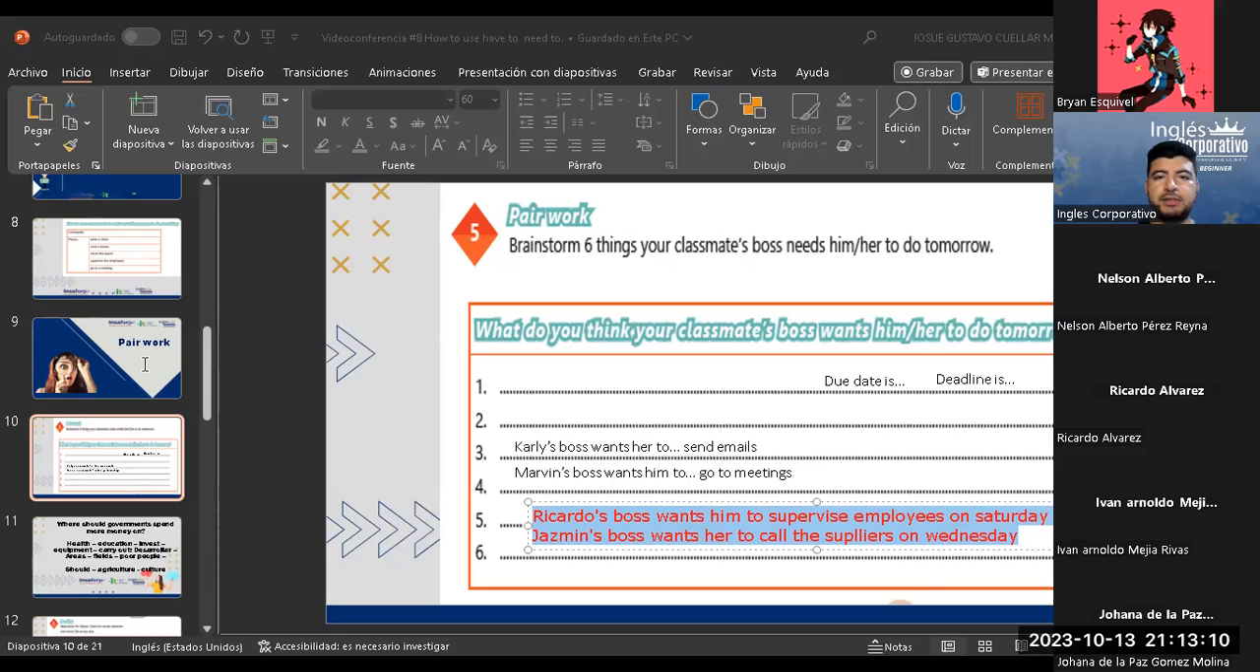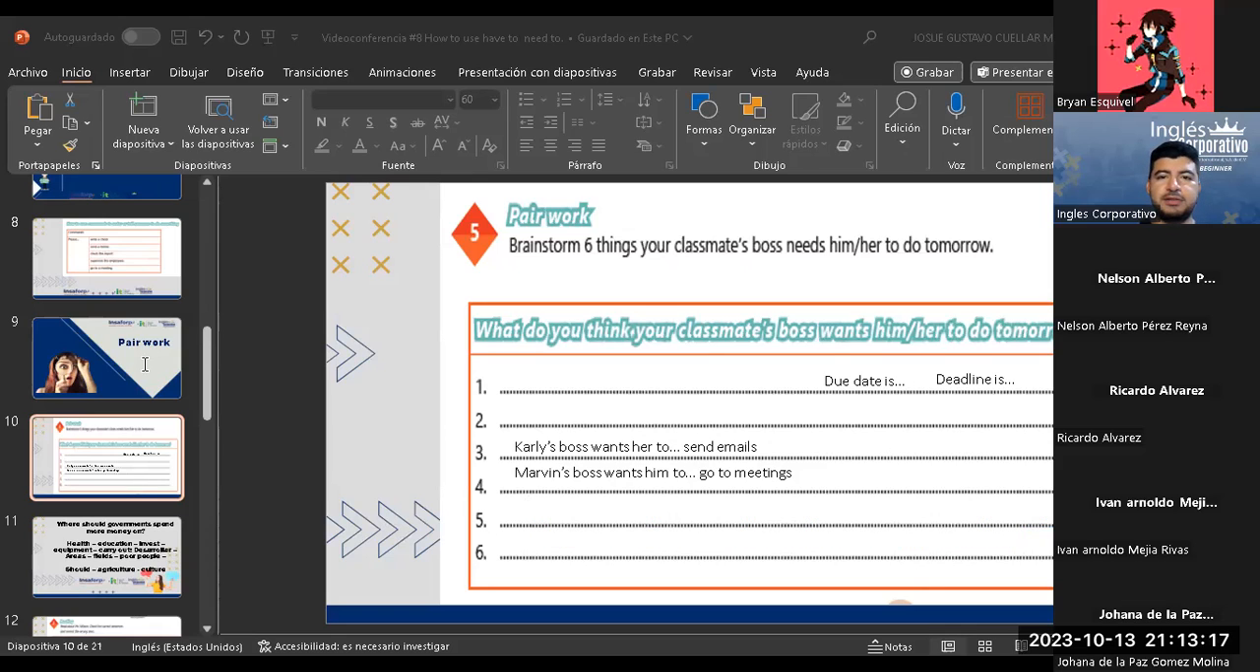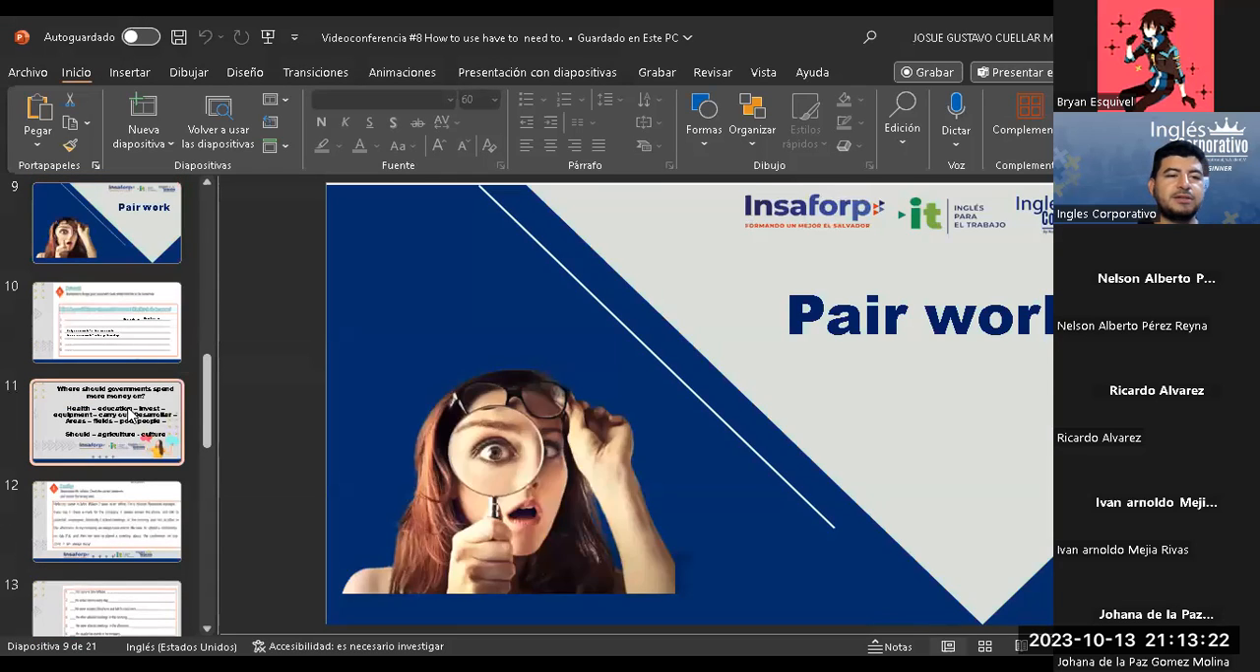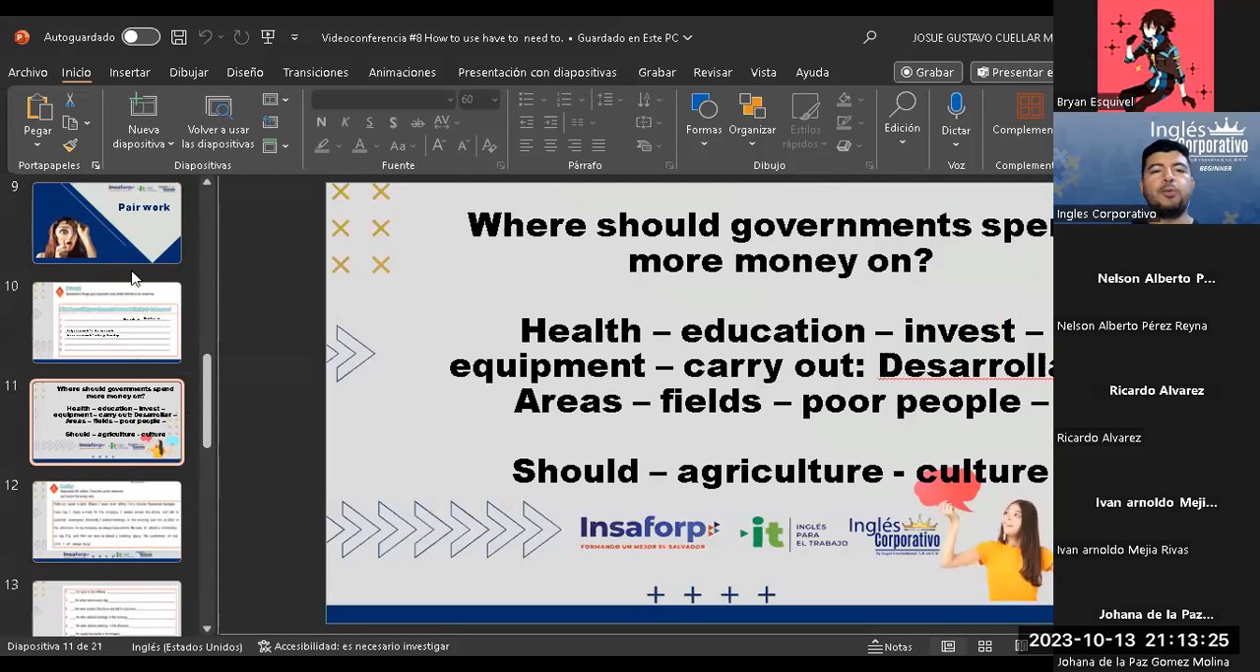And now let's move to the other part. We only have 45 minutes of class left. And here we have a speaking activity. Where should governments spend more money on? Spend more money on. Okay. So you tell me the answers. It can be like this.